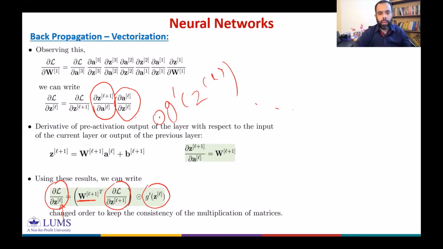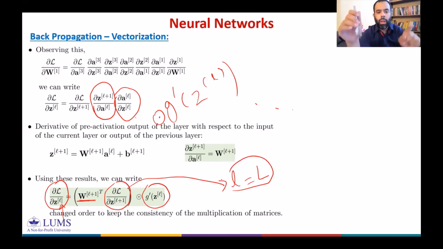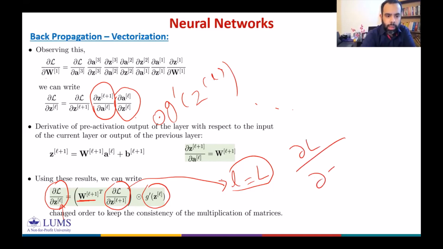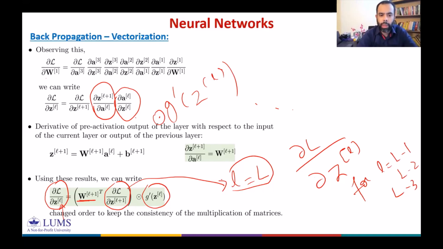In fact, we have computed this for the final layer. Using this equation and the derivative for the final layer, we can keep traversing backwards and compute the partial derivative of L with respect to Z^L for every layer: L minus 1, then L minus 2, L minus 3, and so forth, because we have already computed it for L equal to capital L.